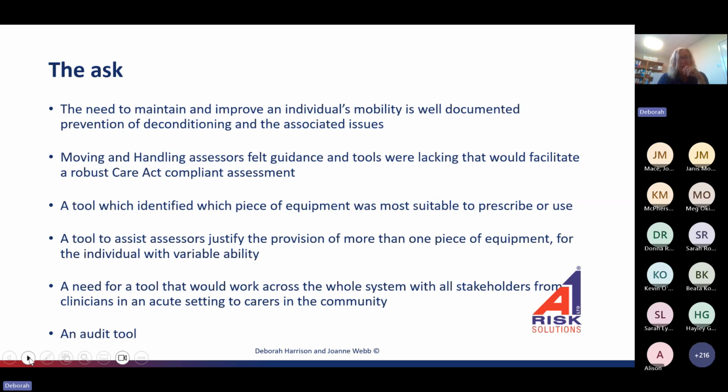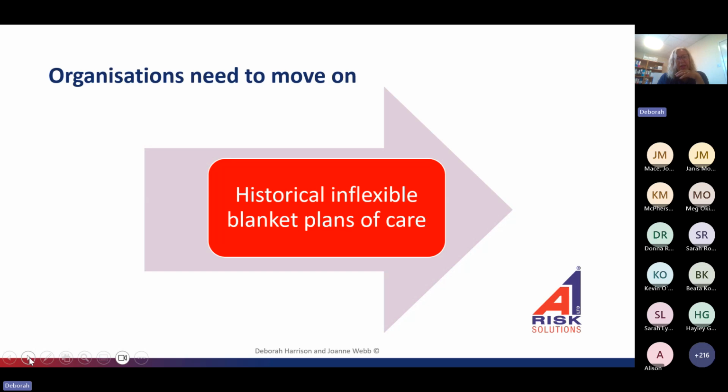So what we came across when we were doing some work for Dudley Council, and what they described, was that they had inflexible historical blanket plans of care, and it was like, okay, well, they didn't even have at the time, okay, you can basically use a piece of equipment which was like, say, a rotor stand, or you were hoisted.